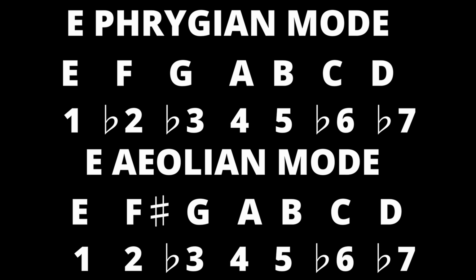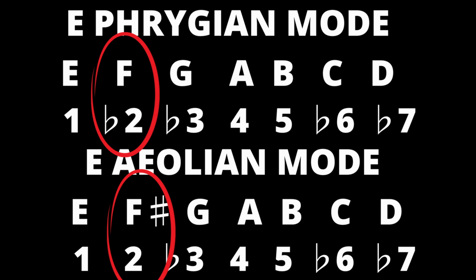Compare this to the E natural minor slash Aeolian mode. You can see that there's one note of difference, F sharp. This is the second scale degree of the natural minor scale. In the Phrygian mode, this is a flat or minor second scale degree. This note will be vital in defining the Phrygian chord progressions I show you later on. It is what provides a lot of the distinctive Phrygian mode sound.